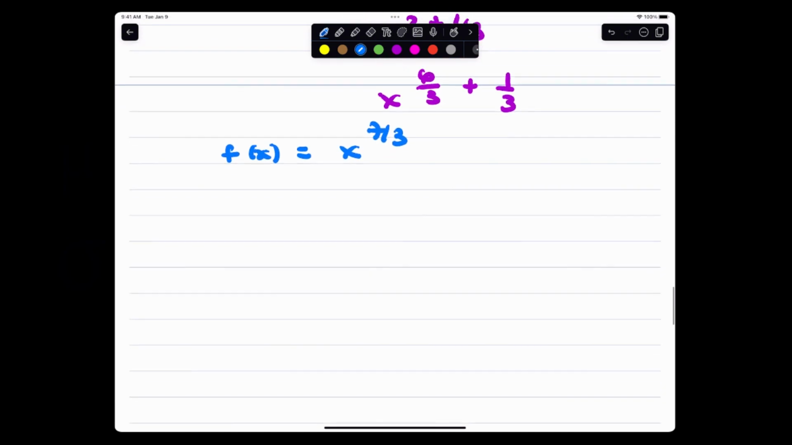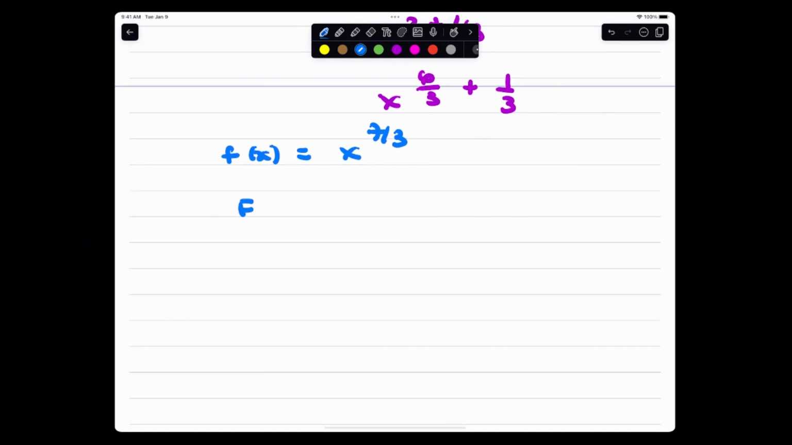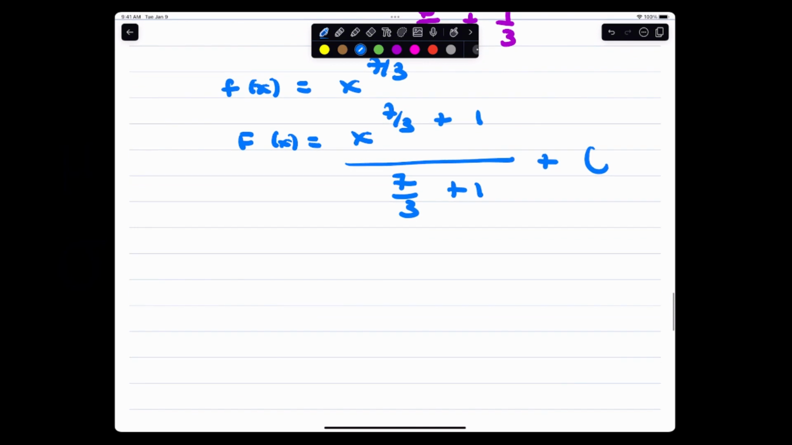Now, what's the power rule? Do you guys know? X to the 7/3 plus 1. And what do you guys end up with? Anybody know? Do your arithmetic. 7/3 plus 3/3. What do you guys get? Isn't that x to the 10/3 over 10/3 plus c?